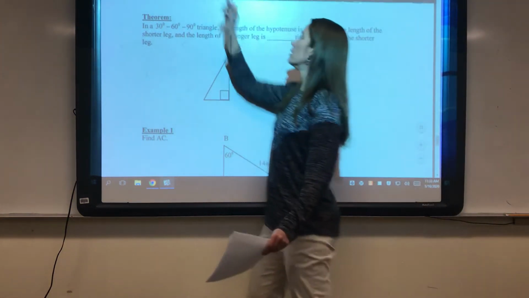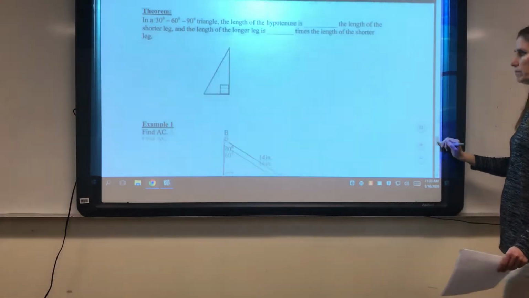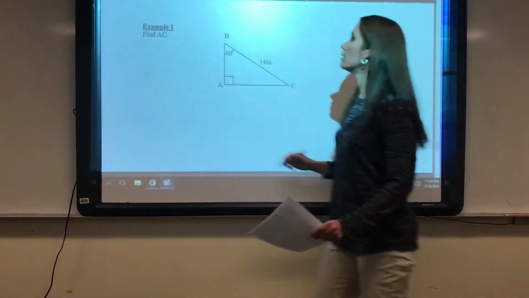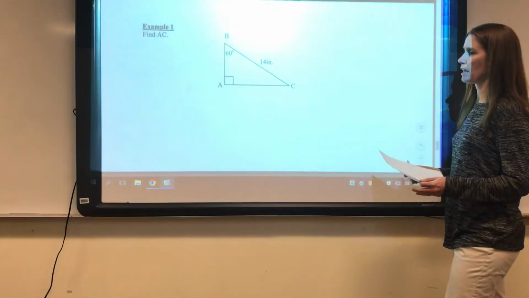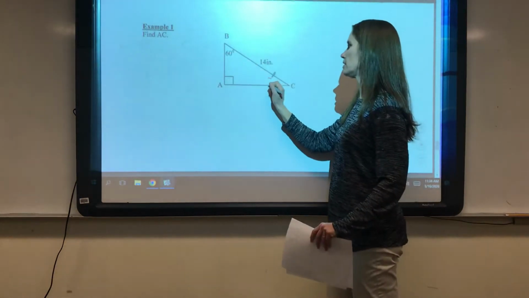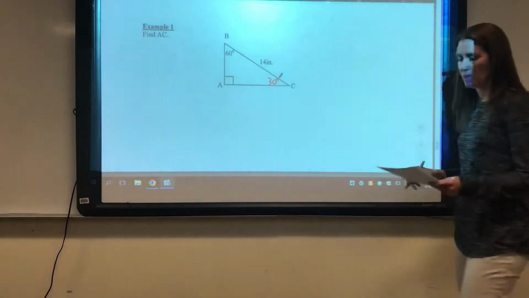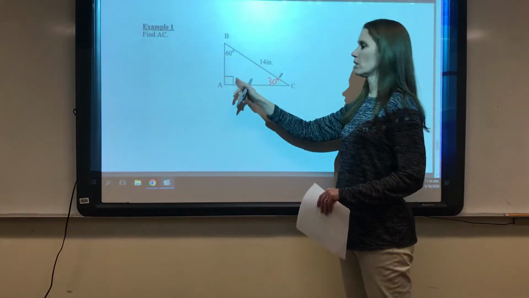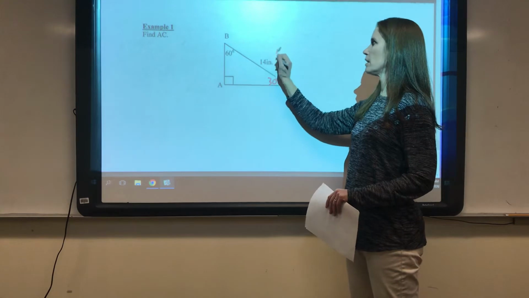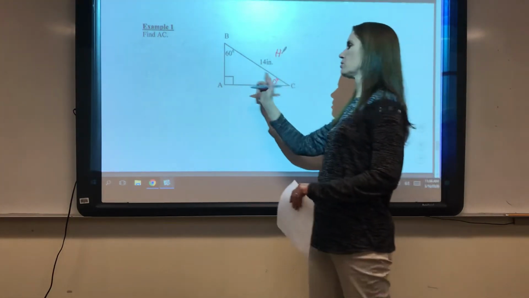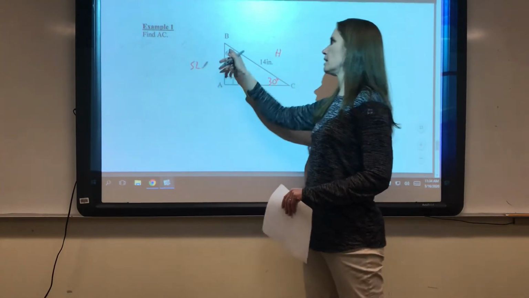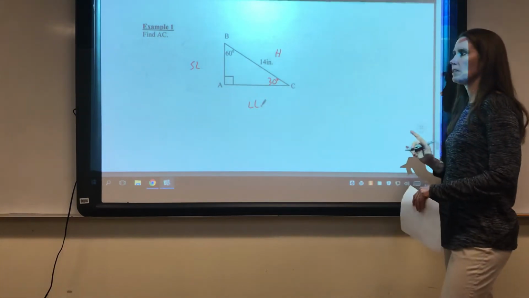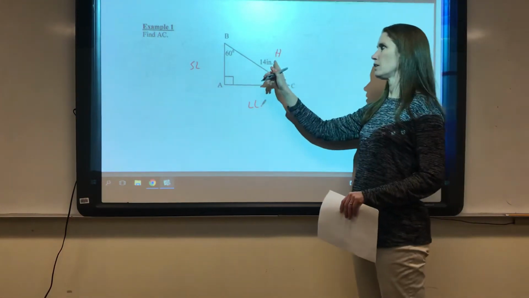Okay. All right, so if we look at example 1 here, in this case, if I see the 90 and the 60, I like to go ahead and just fill in the 30 here. And then, again, I think it's helpful for people, especially at first, to label your side lengths. I know across from the right angle is my hypotenuse. It doesn't take long. Across from the 30 is my short leg, and across from my 60 is my long leg.